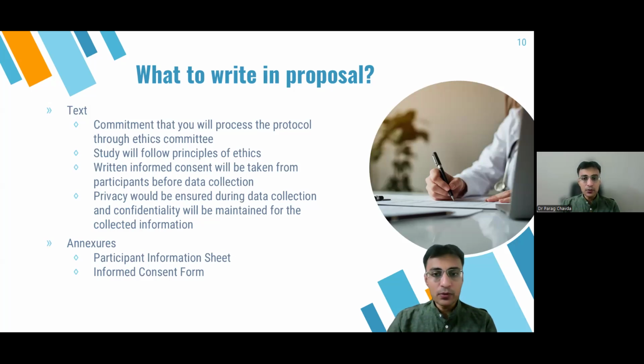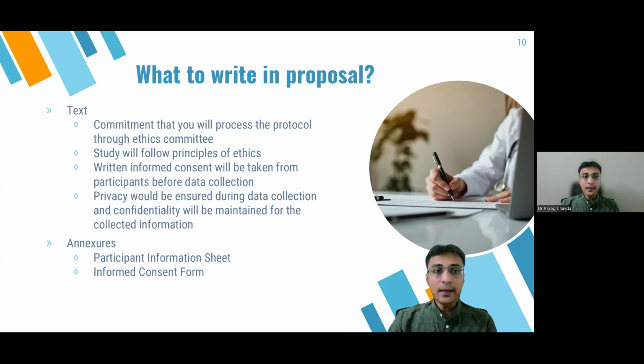If we have not already processed, many students start preparing for STS proposals a little late, and hence it might not be feasible for them to get the ethics committee approval before 30th May. So if that's the case, you will write a commitment that you will process the protocol through ethics committee before you start the data collection.